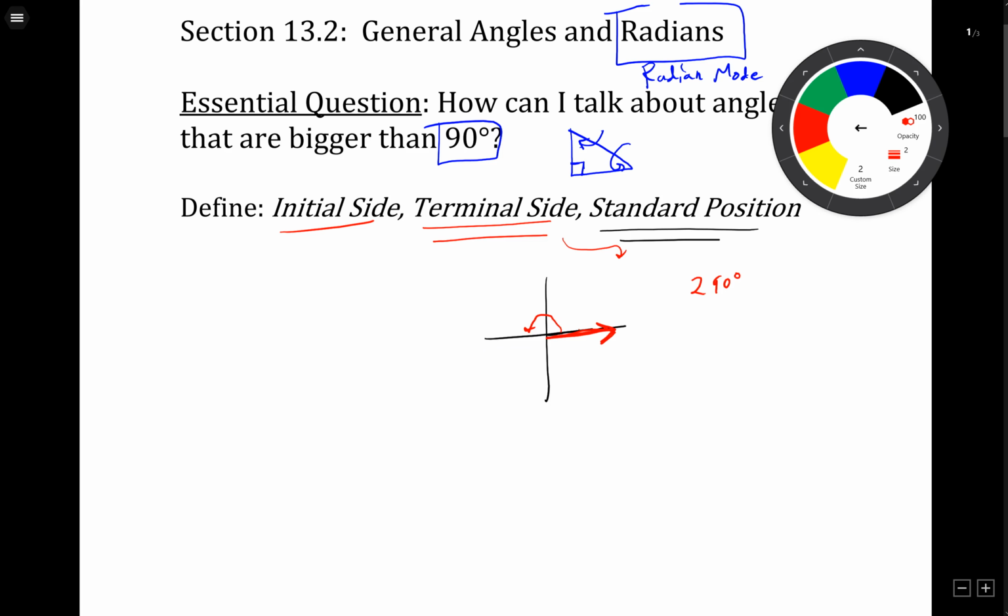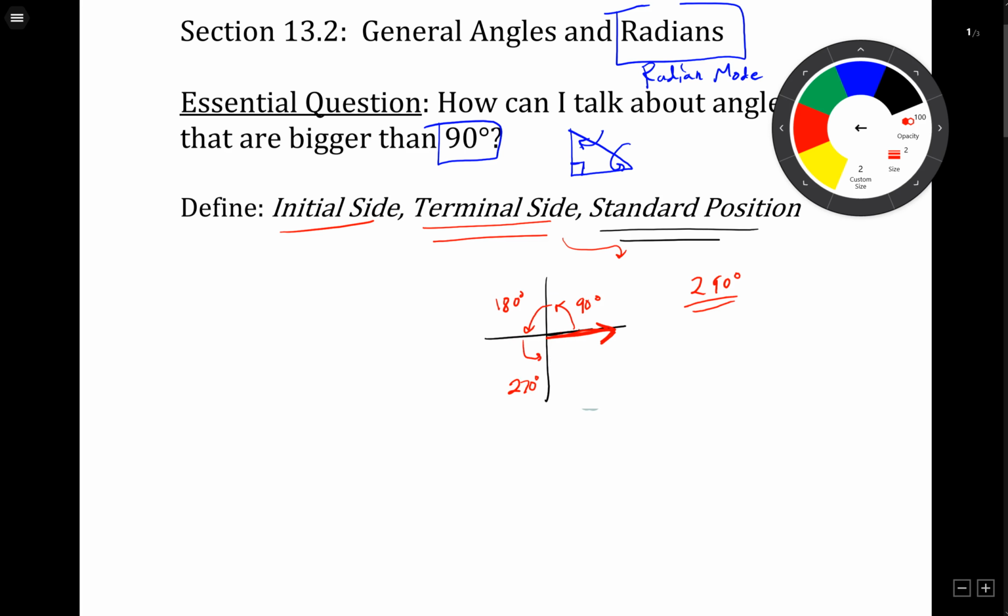So let's think about what's going on here. Spinning this much is 90 degrees. Spinning this much takes me to 180 degrees. If I go another 90 degrees, now I'm at 270. My angle is just a little past that. So if I go the whole way around, this is a 290 degree angle. Pretty cool, huh?